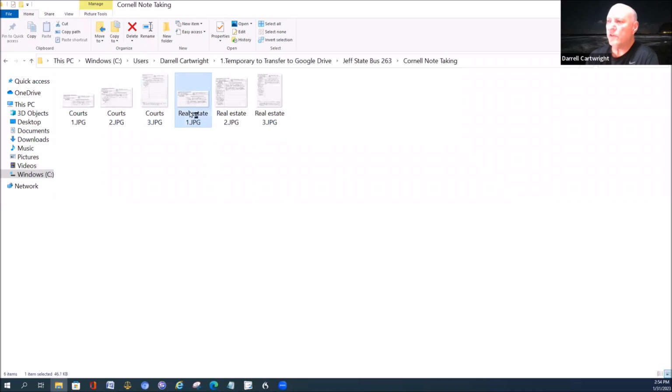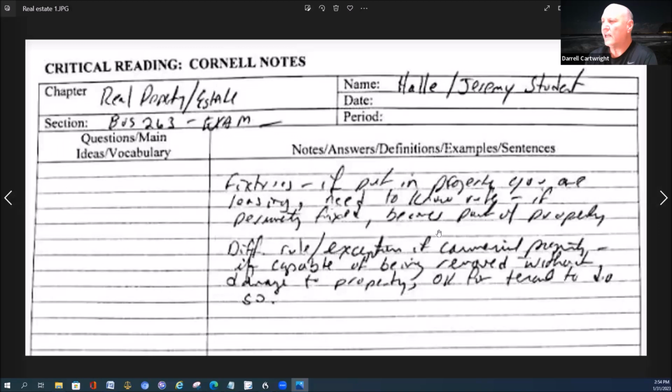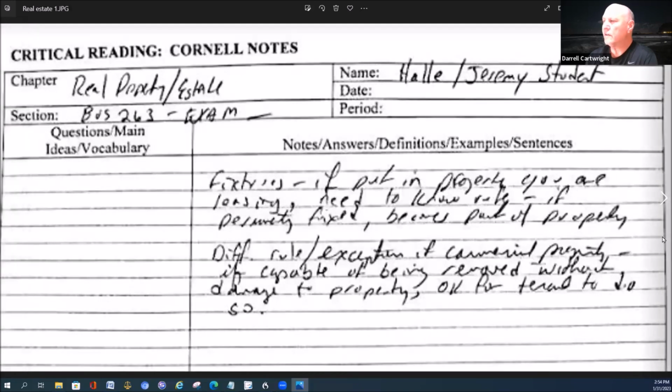So we're going into the real property, the real estate section, and we're talking about the concept of landlord and tenant. And my lecture discusses the concept of fixtures. And in real estate law, a fixture is something that's affixed to property that you are leasing or renting. And the question is, what happens at the end of the lease?